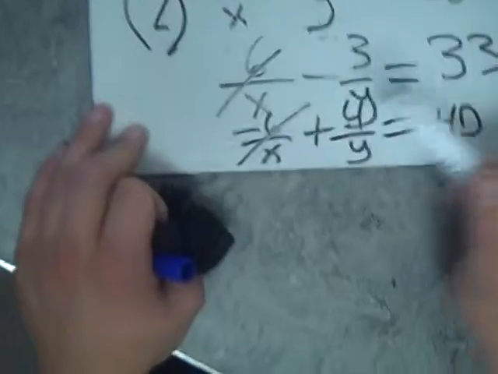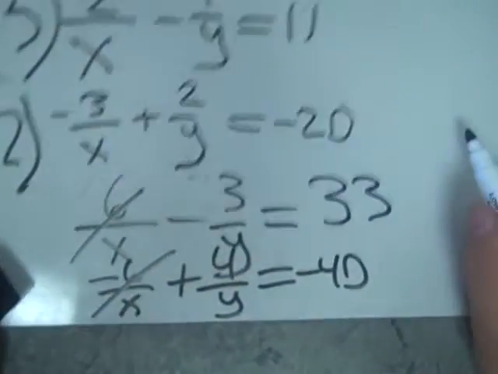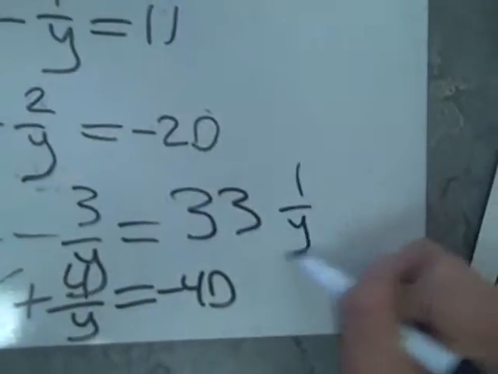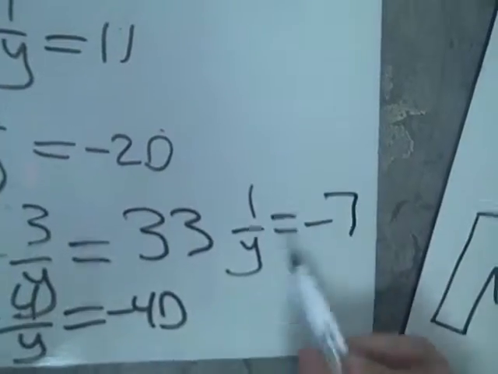Okay, so then we cancel out the 6x and negative 6x. And we get 1 over y is equal to negative 7. So then we get y is equal to negative 1/7.